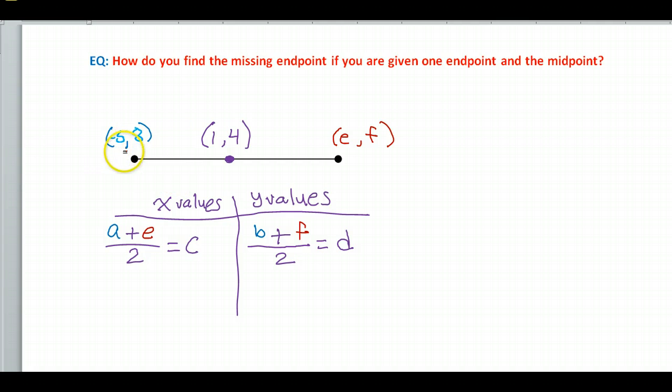It's got to be the average of the endpoints, and that should equal the midpoint. So again, let's do the x values first. The x values of the endpoints are negative 5 and e. So I need to take the average of negative 5 and e. We used to have a here, so let's just replace that. So we take that out, and now that's negative 5. So the average of negative 5 and e: add those up and divide by 2. That should equal the x value of the midpoint, which we had as c before.